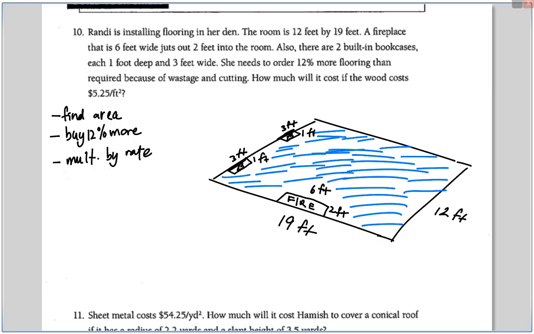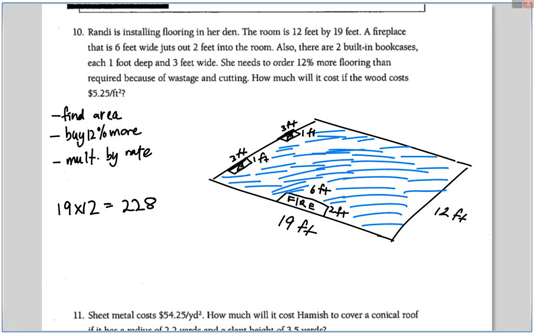So the flooring is area, but I mean you don't need flooring where the fireplace is, and you don't need flooring where the bookcases are. So 19 times 12 is the largest area possible. That's the whole room, 228. Okay. That's if there was no fireplace and no bookcase.